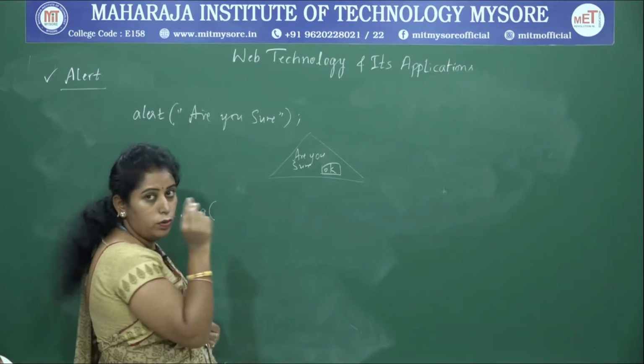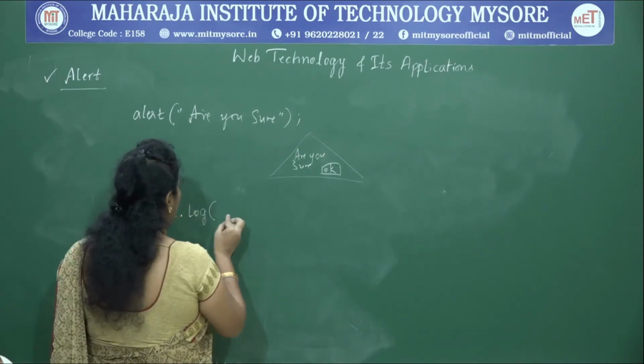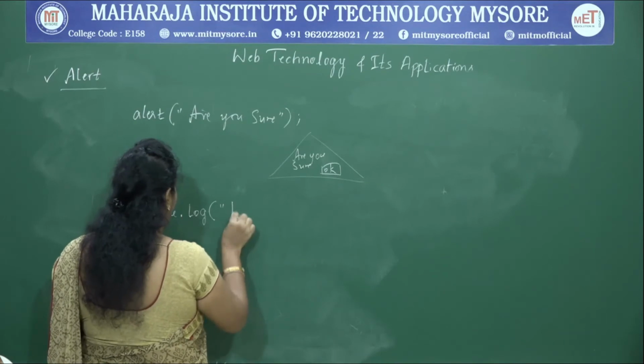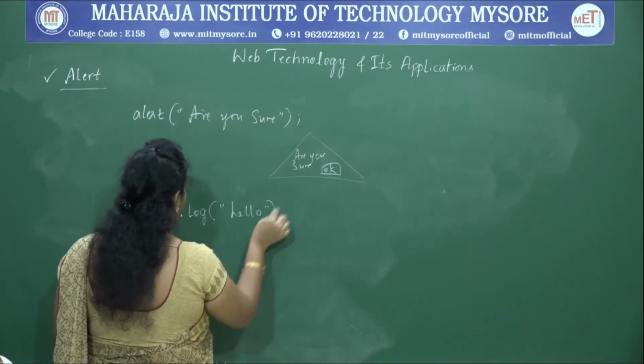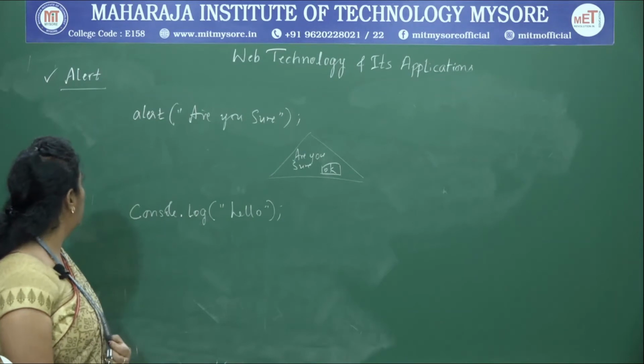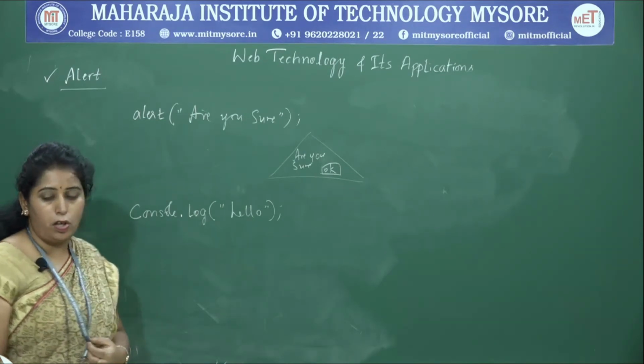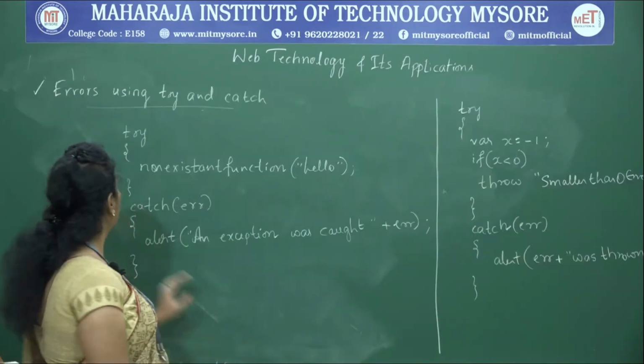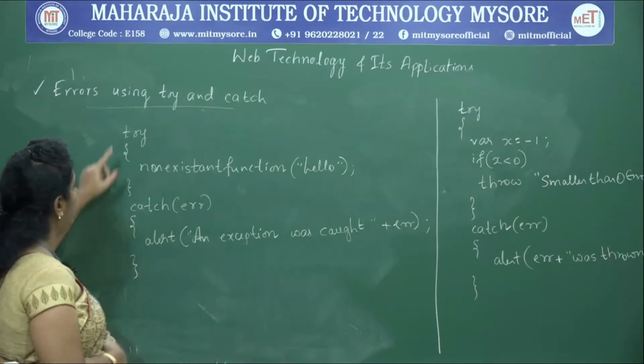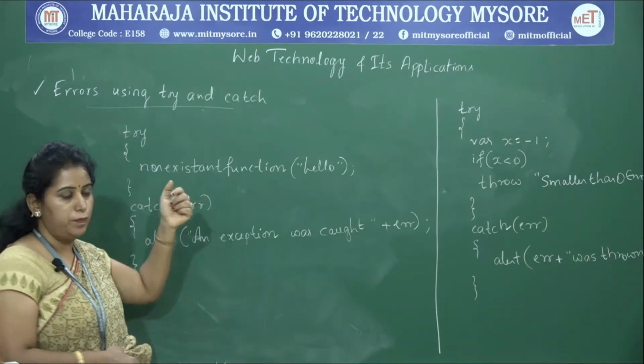So this is to display in the browser console. So this is all about alert and console.log. Okay. So next is about errors using try and catch.